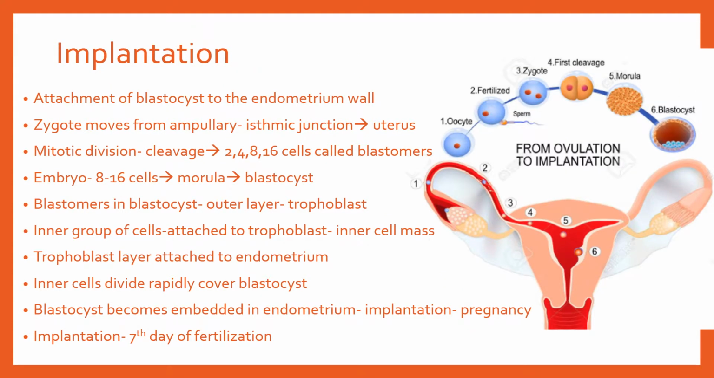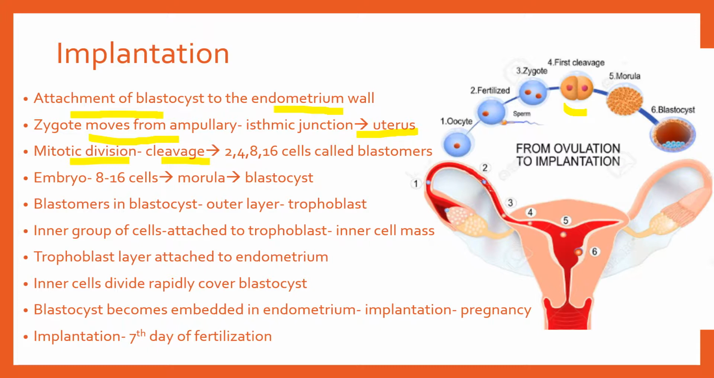Next is implantation. Implantation means the attachment of the blastocyst to the endometrium wall. What is a blastocyst? It is nothing else but a mass of cells. Now the zygote is formed, as I told you. That zygote moves from the ampullary isthmic junction to the uterus. During this time, mitotic division occurs, and the division is termed cleavage. The cleavage results in the formation of 2, this is the first cleavage, and then 4, 8 and 16. And these cells are called blastomeres.